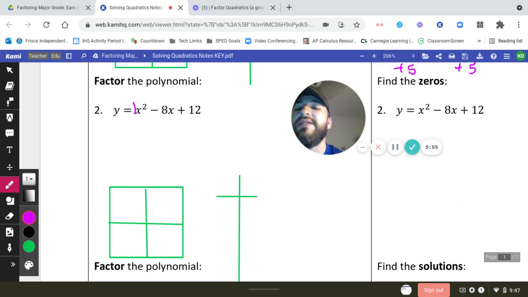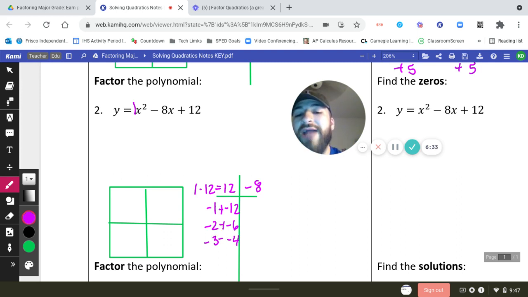So then it's a times c, so 1 times positive 12. And then, of course, my b is negative 8. Now, this one's a little different. I still have a positive 12, which means my factors have to have the same sign, but I'm adding up to a negative 8. The only way for something to multiply to a positive and add to a negative is if they are both negative factors. So for 12, I'm going to list all the negative factors instead of the positive factors: negative 1 and negative 12, negative 2 and negative 6, negative 3 and negative 4.